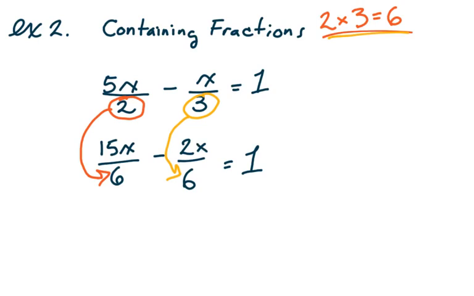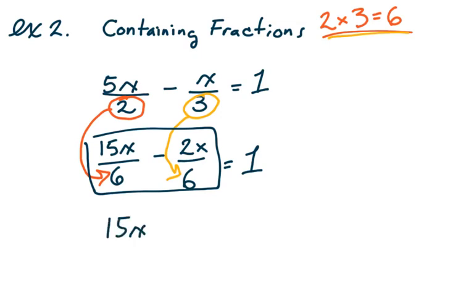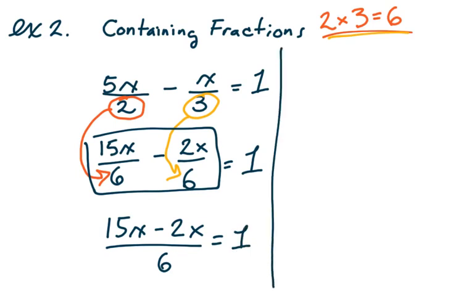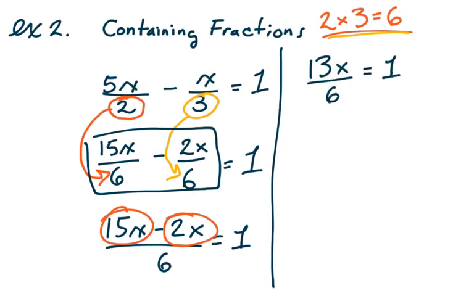And now I can combine these like terms. Now they have the same denominator, so I can combine them into 15x minus 2x over 6. And then I can combine like terms here. I have a 15x and a negative 2x, so that is going to be 13x over 6 is equal to 1.